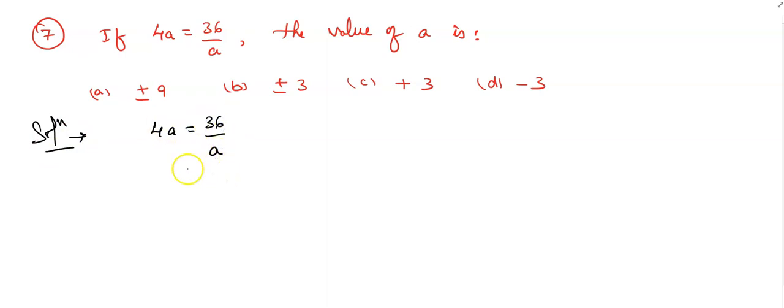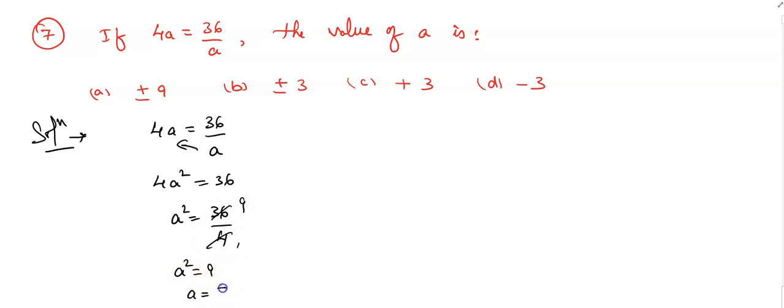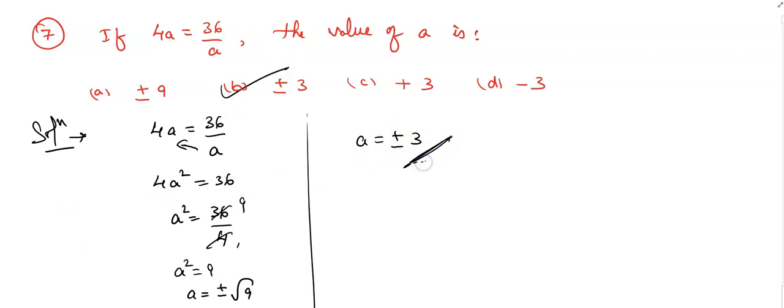Same steps. Shall we cross multiply? 4a into a will become 4a square is equal to 36. Then a square is equal to 36 by 4. 4 nines are 36, so a square is equal to 9. a is equal to, the square comes to this side, plus or minus root of 9. Then a is equal to plus or minus 3. So what's the answer? Option B, a is equal to plus or minus 3 is the correct answer. Understood? I hope you all are understanding the concepts. Good children.